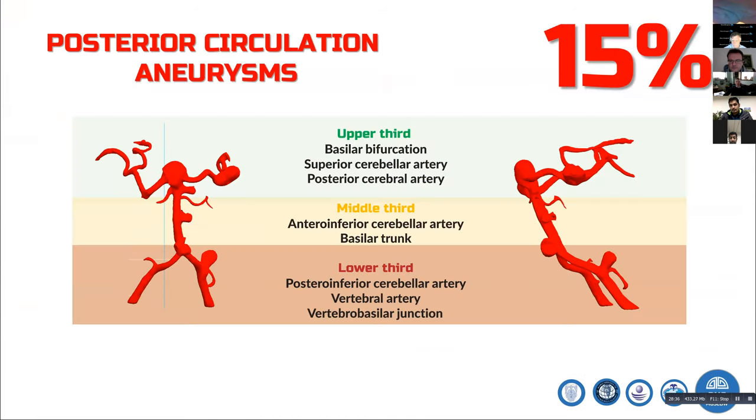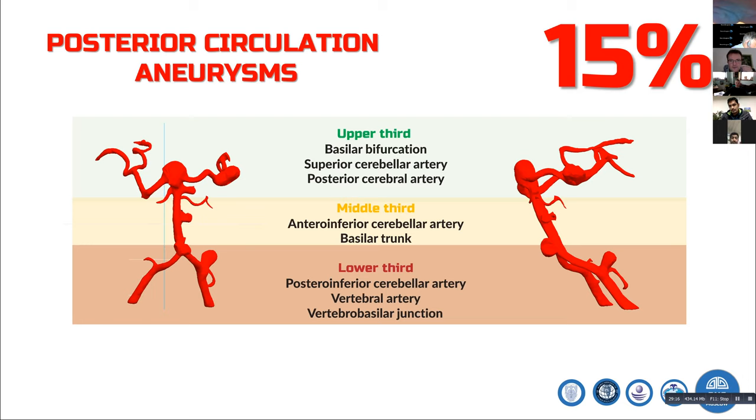So let's begin. As everybody knows, about 15% of all aneurysms are posterior circulation aneurysms, which we're dealing with. So we have to divide them into three groups, depending on the localization. It helps us to plan the surgery, the approach, and the outcome of the surgery, and also to select the method, whether it is endovascular or microsurgical. So it's upper third, middle third, and lower third.